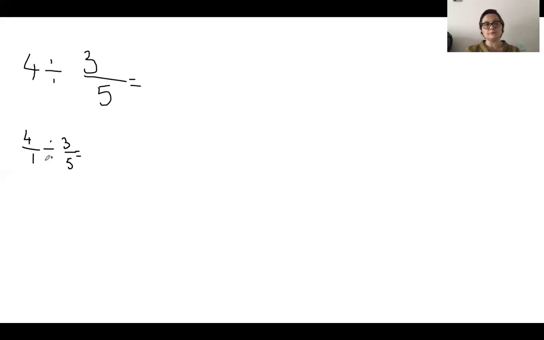So one fraction divided by another fraction. Following the rules of how to divide fractions, we have 4/1 times, changing the second fraction upside down, 5/3. So the answer is 4 times 5, 20, over 1 times 3, 3. 20/3. And again, we don't leave improper fractions like that. We have to change them to mixed numbers.